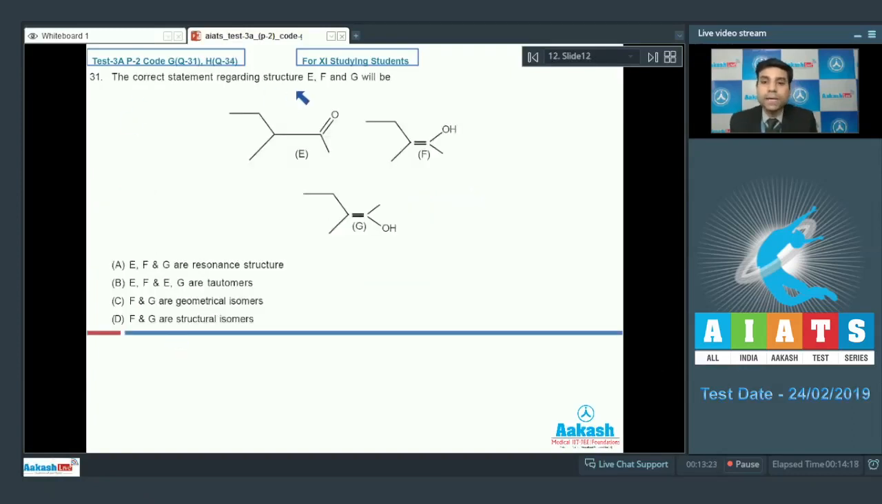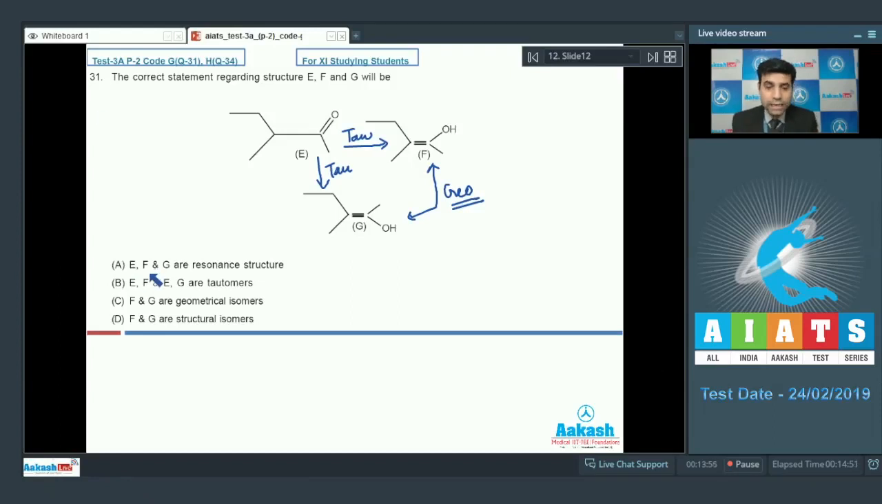It says the correct statement regarding E, F and G will be. Students, here we can see E, F and G. We can see here E and F are tautomers of each other. Similarly, E and G are tautomers of each other. While F and G are geometrical isomers. You can see here they are geometrical isomers. So we can write here they are tautomers and these are geometrical isomers. So let's go through the options.